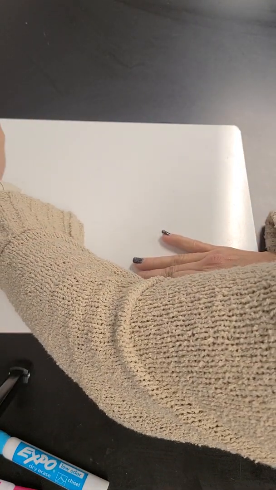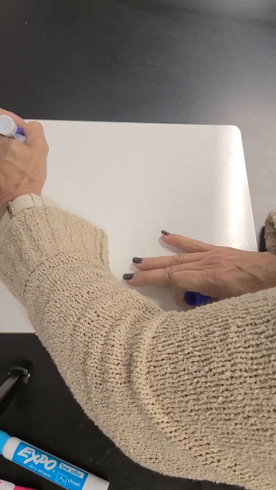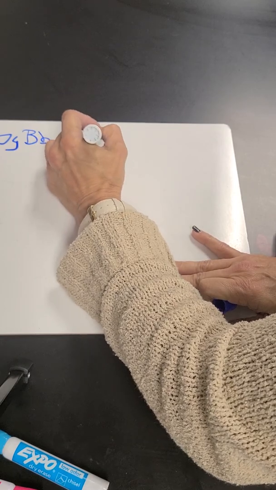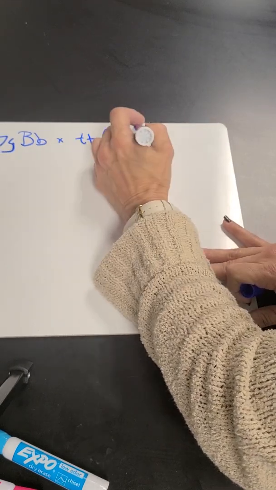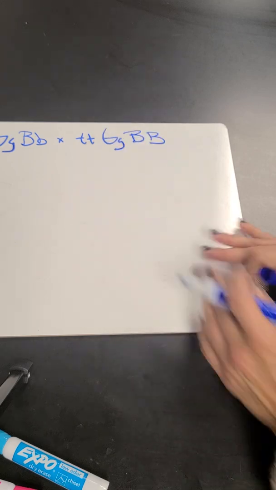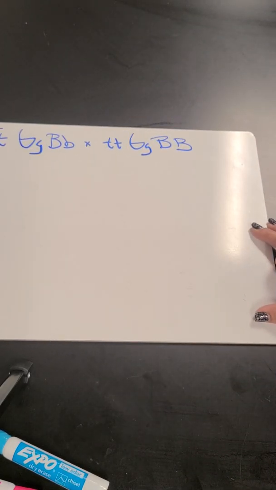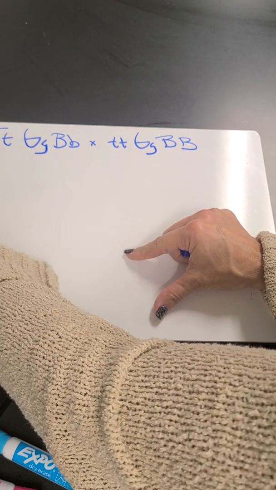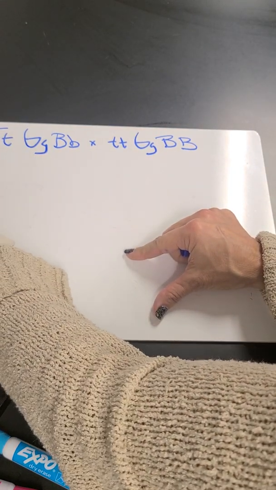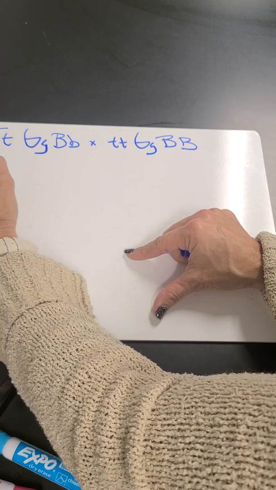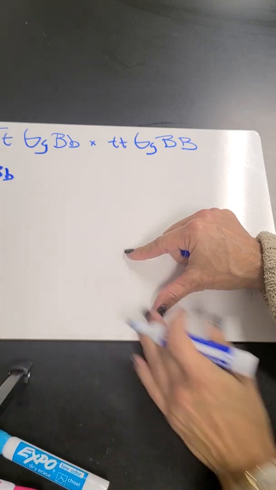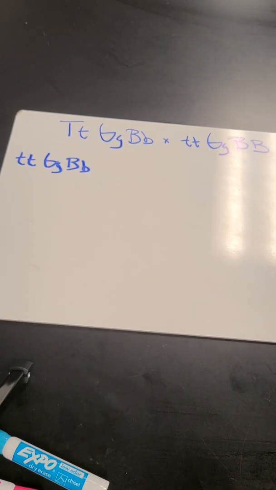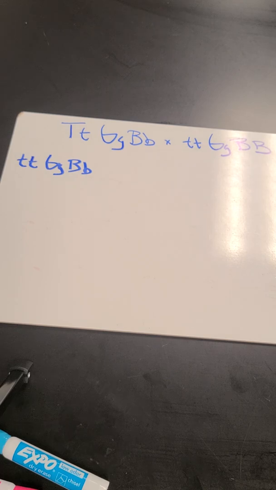So I'm still going to use big T. Okay, so now we can see that this parent is heterozygous for everything, this parent is not. So I want to know the probability of having an offspring that is little t, big G, big B, little b.